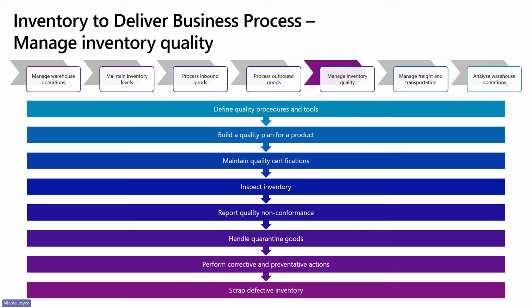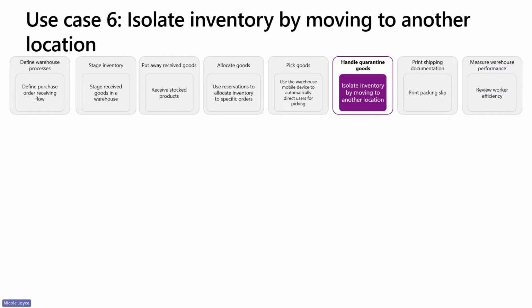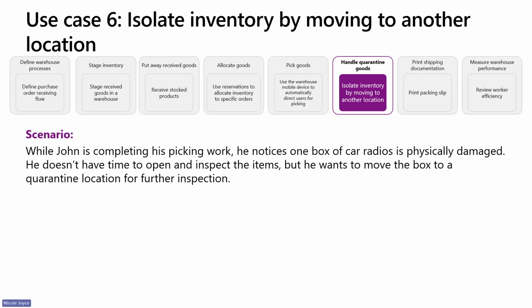So of these business processes, the scenario we are going to focus on for use case number 6 is isolate inventory by moving to another location. So we are under that handle quarantine goods business process, and we're going to be doing the isolate inventory by moving to another location for our scenario. So while John was completing his picking work, he notices that one box of car radios is actually physically damaged. He doesn't have the time to stop and open and inspect the items, but he wants to move the box to a quarantine location for further inspection by someone else.